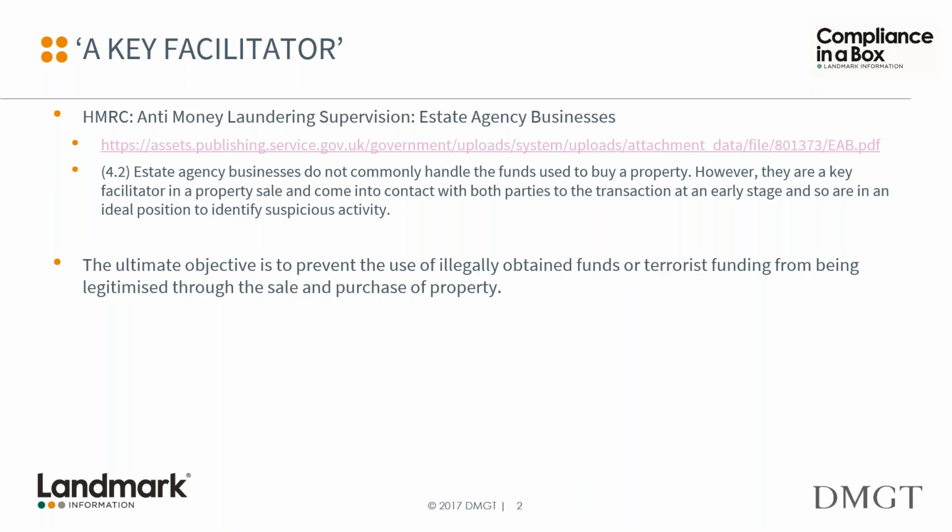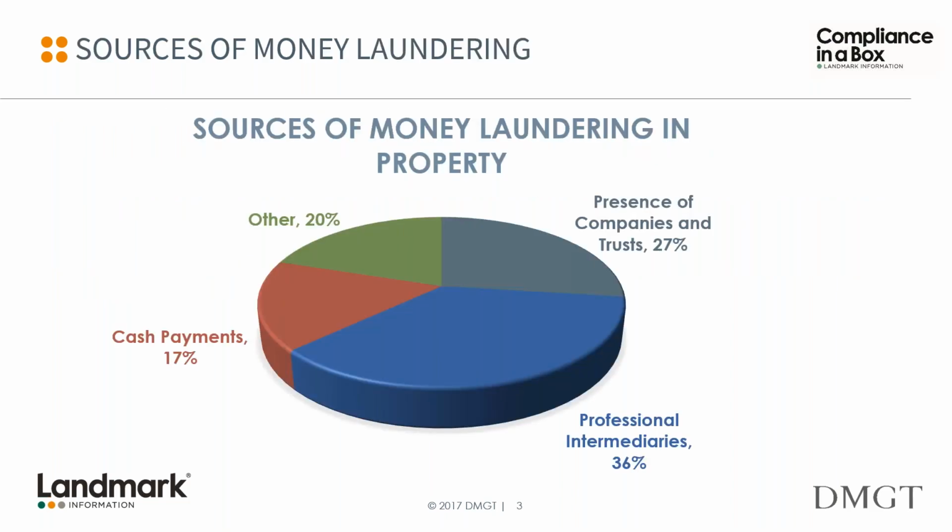The intended aim of the regulations is to prevent the use of illegally obtained funds or terrorist financing from being legitimised through the sale and purchase of property. In terms of sources of money laundering, there is somewhere in the region of 100 billion laundered through the UK every year, so it's obviously not exactly small amounts.